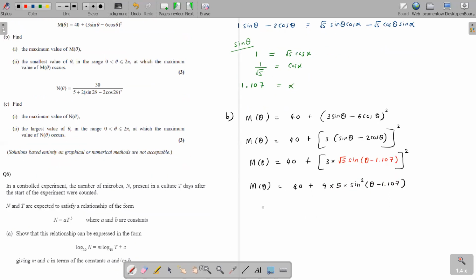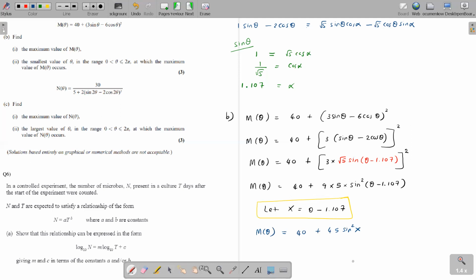Okay, and I have my habit where I don't like to work with these compound angles. So I will let x be equal to theta minus 1.107. I use a letter that we have not used, to make it easier for us to spot these patterns. If you don't want to use it, you don't have to. So 40 plus 9 times 5 is 45, right? 45 sine squared x. Are you guys okay with that? Yes, teacher.